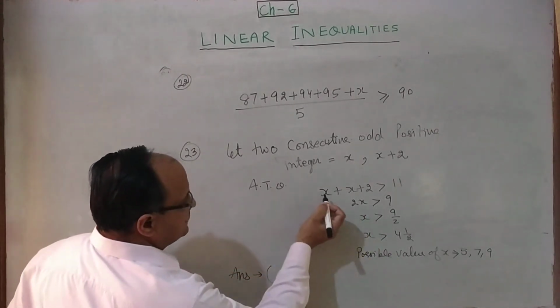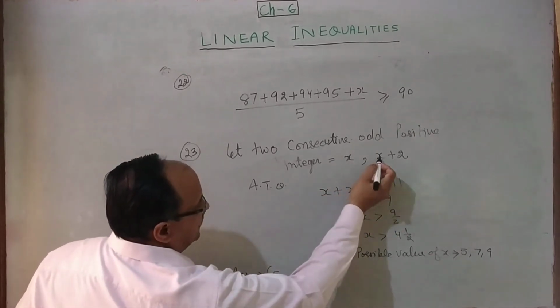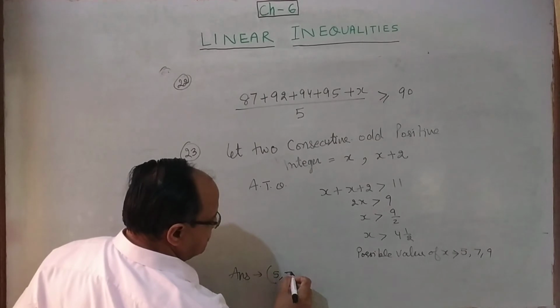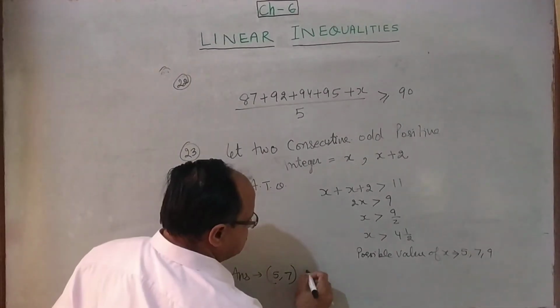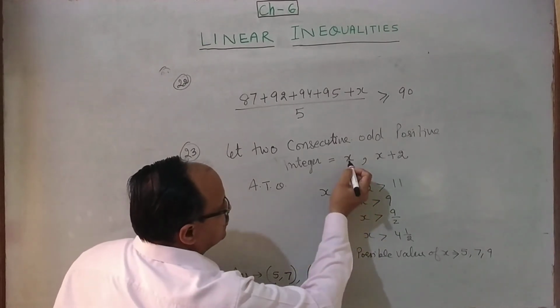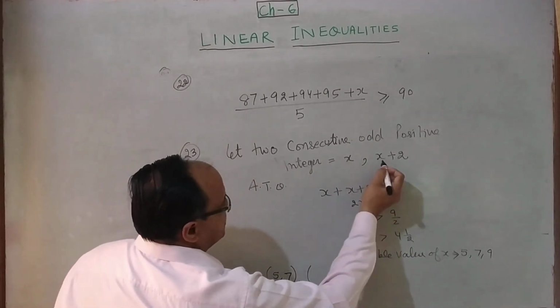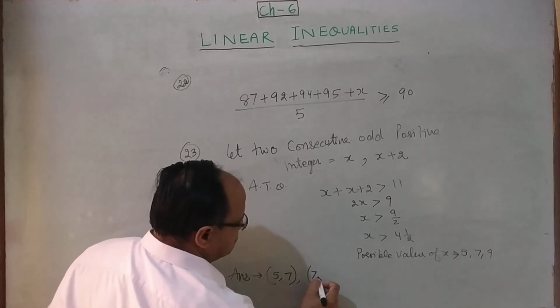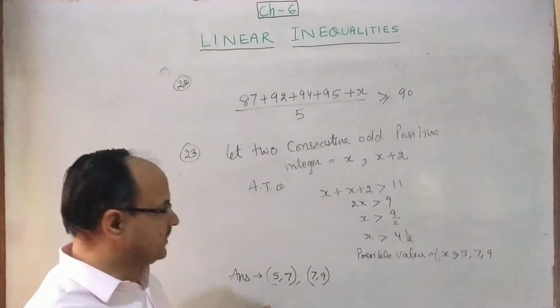Suppose the first number is 5, then 5 plus 2 is 7. This is the answer. Correct? And the second possibility, suppose your number is 7. Then 7 plus 2 is 9. Okay, this is the answer.